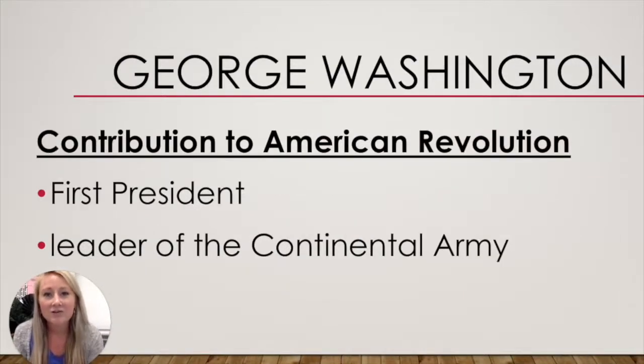For his contribution to the American Revolution, the most obvious and the most notable, the one that he is most famous for, is being the nation's first president. He was also the leader of the Continental Army. Not only was he the leader, but he was the guy who really made it all happen. He was the one who organized the troops who were previously untrained. He also figured out where soldiers would get food and clothing. He was really important to the Continental Army.